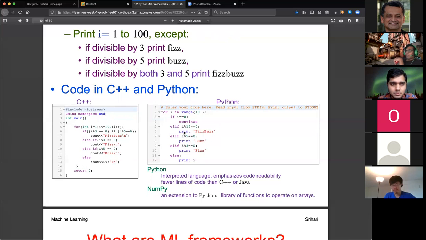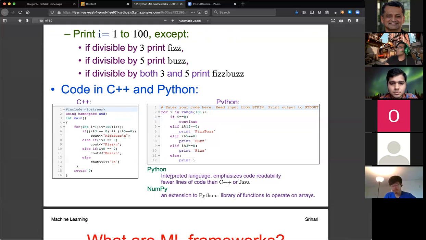The Python code is a little more readable, as you can see. If I equal to 0, continue. Else if I divisible by 15, print fizz buzz. Else if divisible by 5, print buzz. You're checking the remainder each time here. And so this code in Python is more readable than this code in C++.